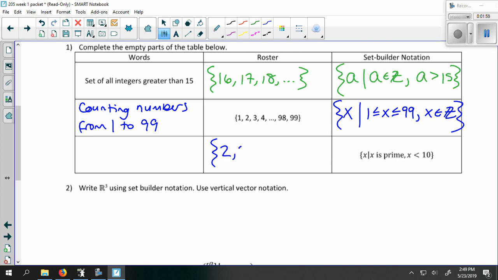2 is prime. 3 is prime. 5 is prime. 7 is prime. 8, 9, and 10 are not. So I don't include those. 2, 3, 5, and 7. That's my entire set. A set of all x's such that x is prime and x is smaller than 10. So in words, I would say all prime numbers smaller than 10.